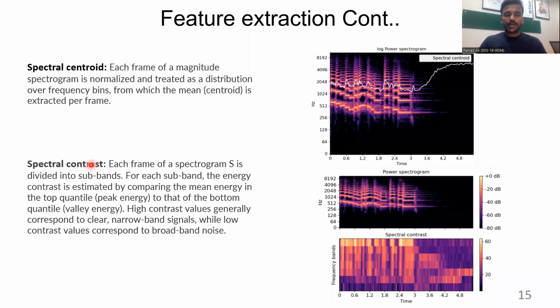The next one is spectral contrast. Spectral contrast is actually subtracting peak energy from valley energy of a signal, which gives us a spectral contrast. So if we have a power spectrogram or mel spectrogram, we subtract its peak energy from valley energy, we get spectral contrast.